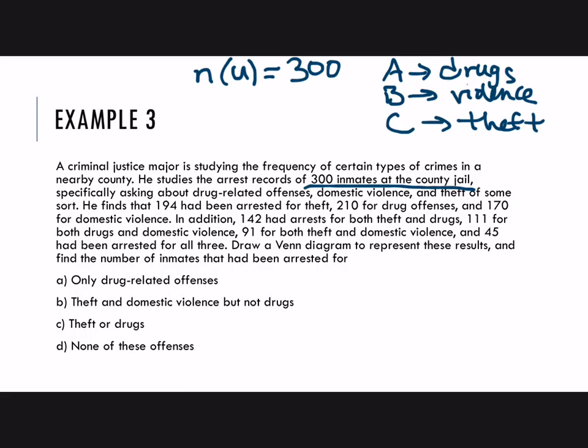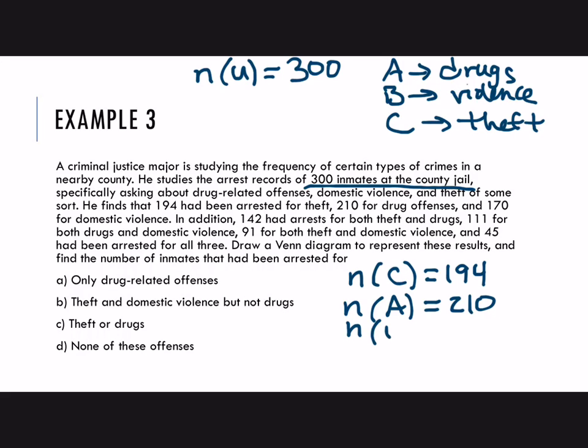Okay, so as we go through, now we can translate all these different cardinalities and write them in terms of the sets. He finds that 194 had been arrested for theft. Well, that's the cardinality of set C, theft. 210 had been arrested for drug offenses. Well, that's the cardinality of set A. And 170 for domestic violence. That's set B.